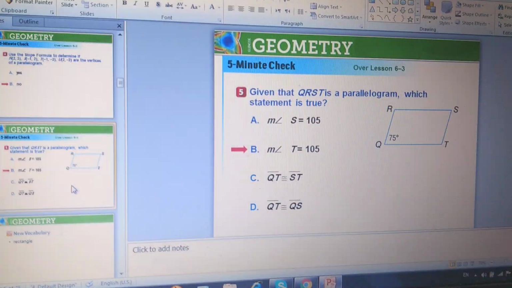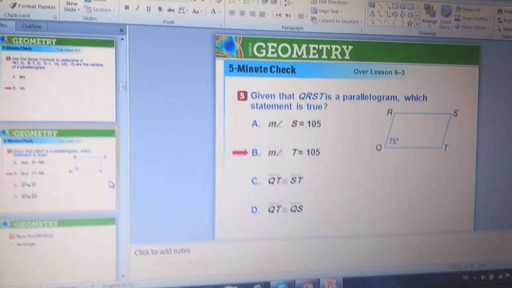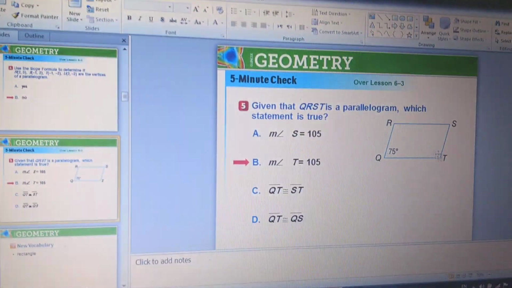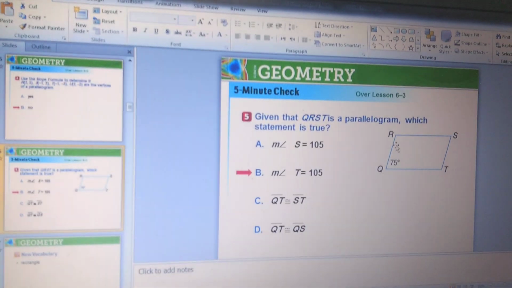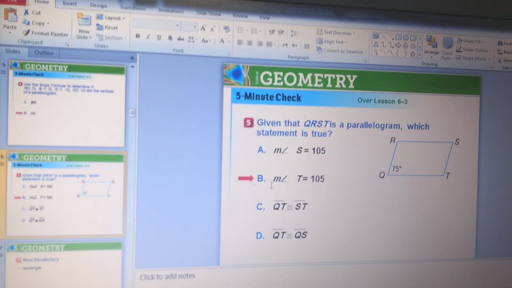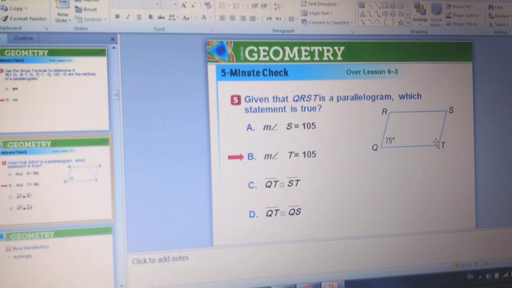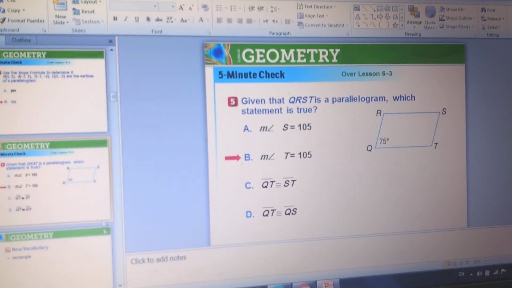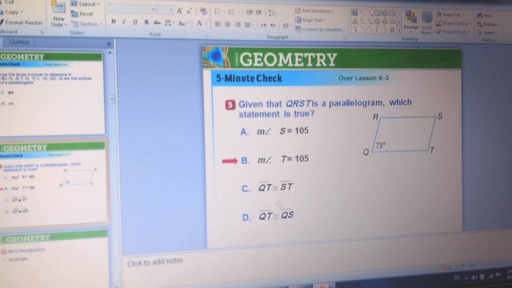Here, he said for you that QRST is a parallelogram. Which statement is true? Angle Q is 75. We know in a parallelogram consecutive angles are supplementary. This means angle Q and angle R sum to 180, angle Q and angle T sum to 180. He said that the measure of angle T is 105, and this is correct. Why? Because 105 plus 75 equals 180. Of course, angle S being 105 is wrong. Angle S must be 75.